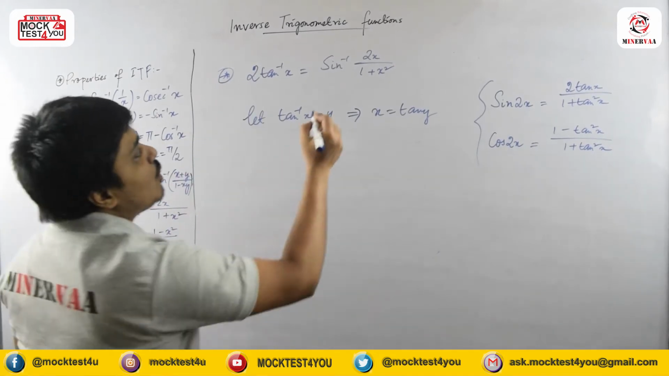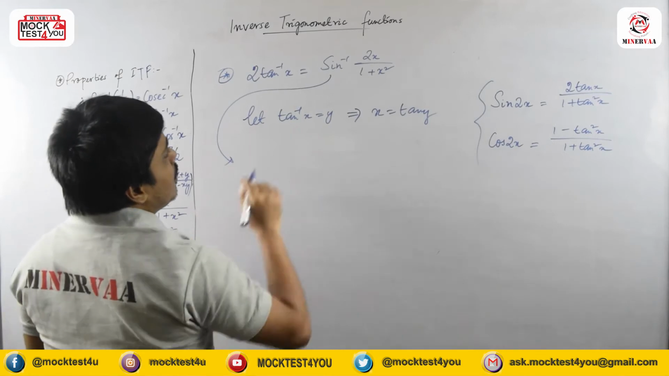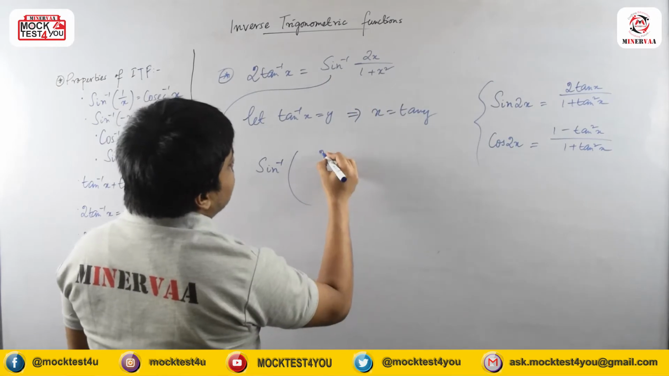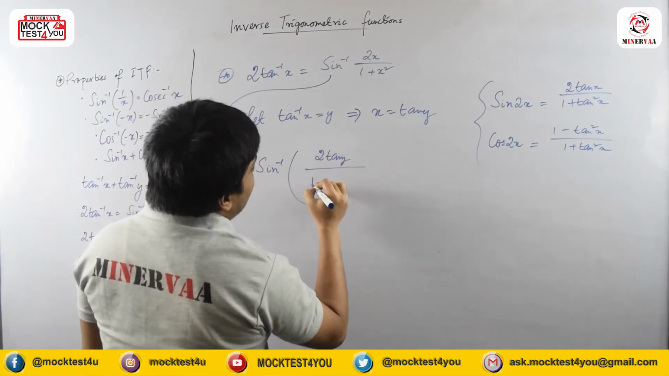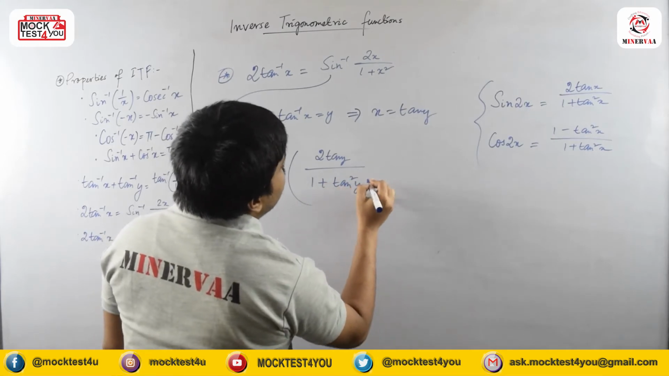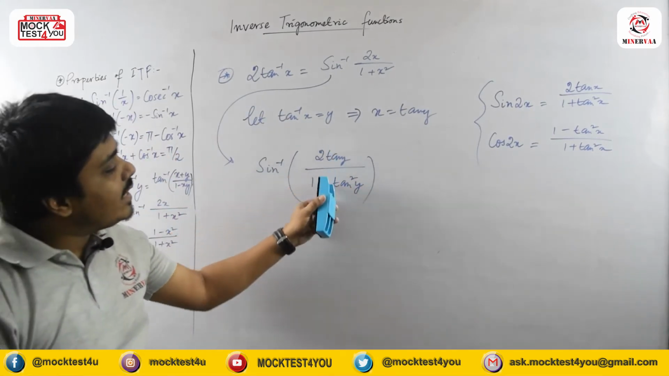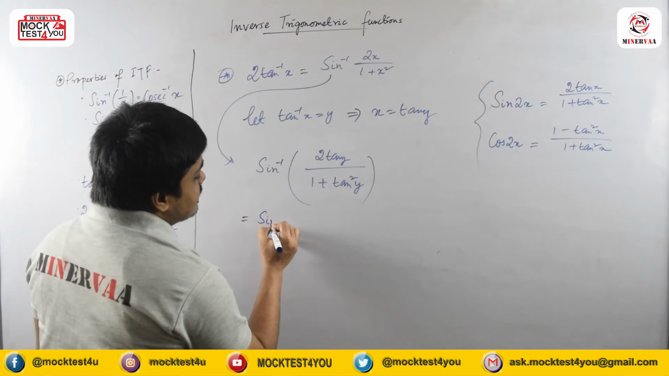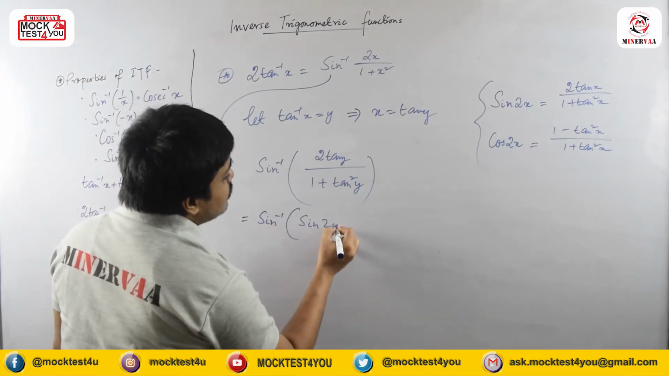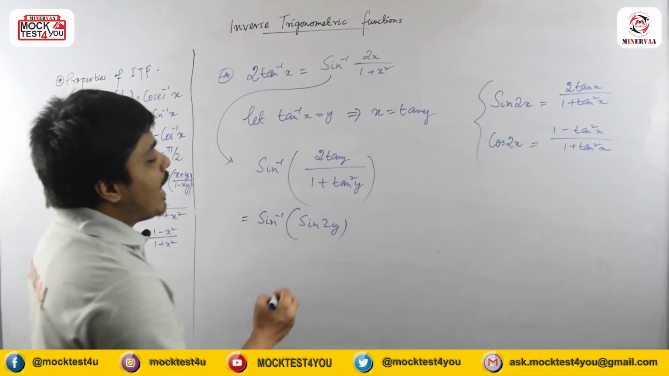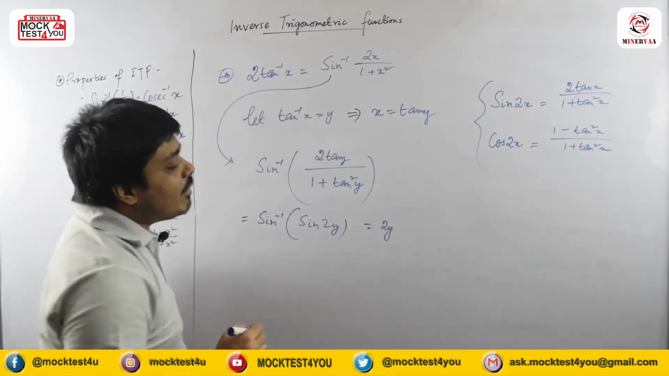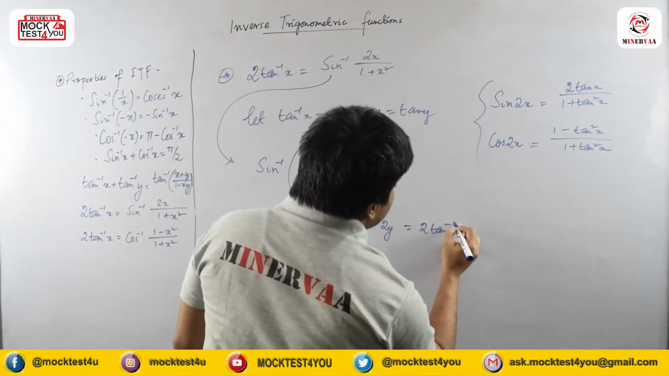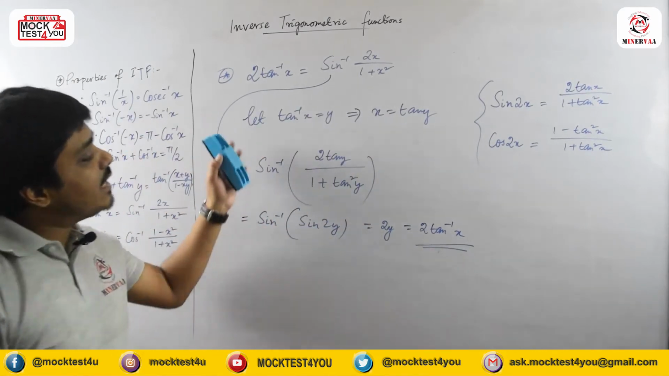I will just look at this one and derive. So I have sine inverse, in place of x, I will write tan y, 2 tan y divided by 1 plus tan square y. And we can very well see that 2 tan y divided by 1 plus tan square y is the formula of sine 2y. That is sine inverse sine 2y. So sine inverse and sine go away. We have 2y. And what was our y? Our y was tan inverse x. So I get 2 tan inverse x.